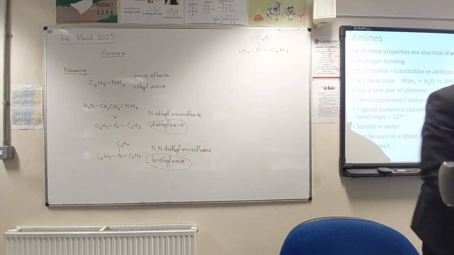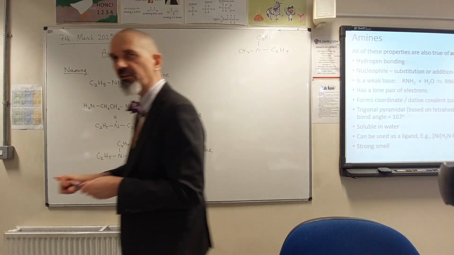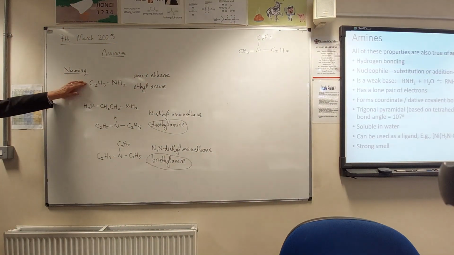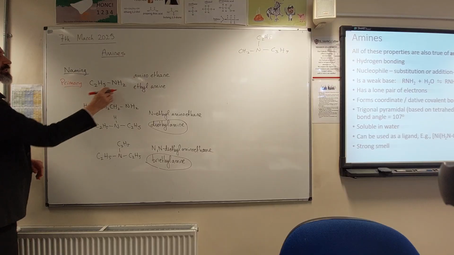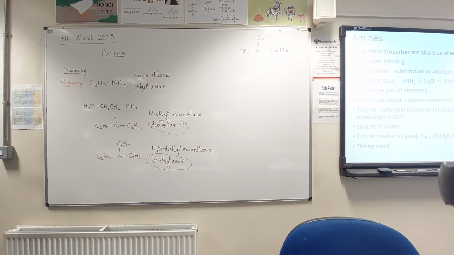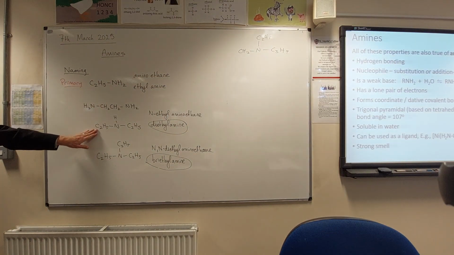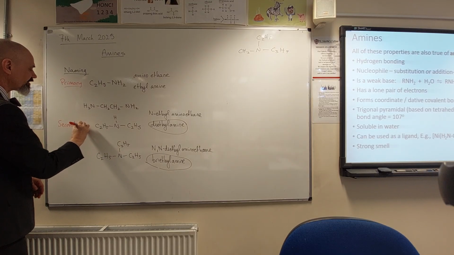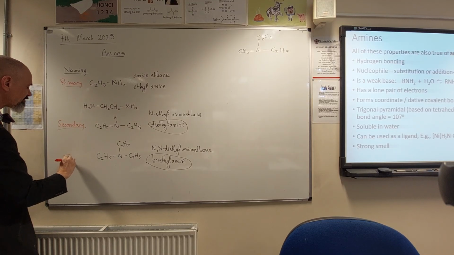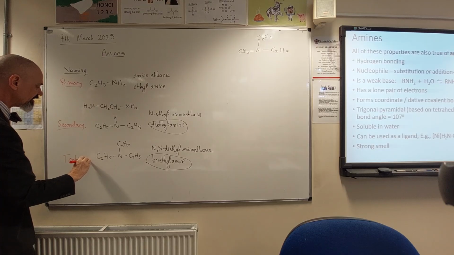I've mentioned there that we've actually got three types of amine already. So we've got our primary amine there, which is when we have an NH2 group attached to a carbon. If we have two carbons attached to our nitrogen, then it's a secondary amine. And if we have three, then it's a tertiary amine.